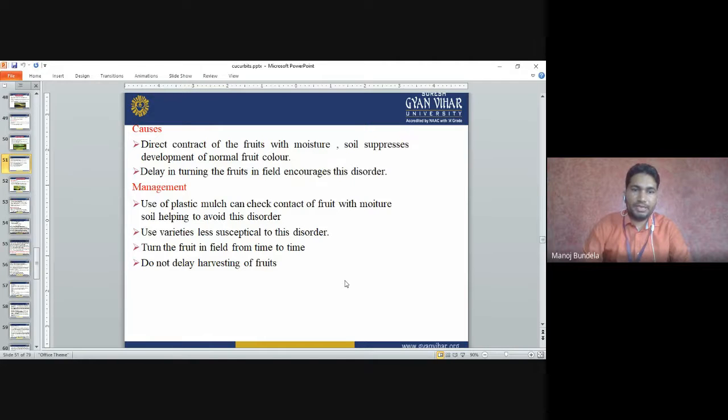Use varieties less susceptible to disorders. Turn the fruits in the field from time to time. If we do not turn the fruits, the part of the fruit that is exposed to the soil will be white in color. Do not delay harvesting of the fruits.